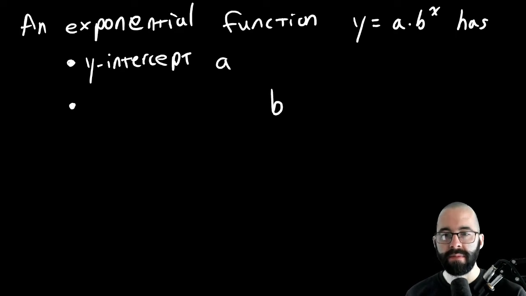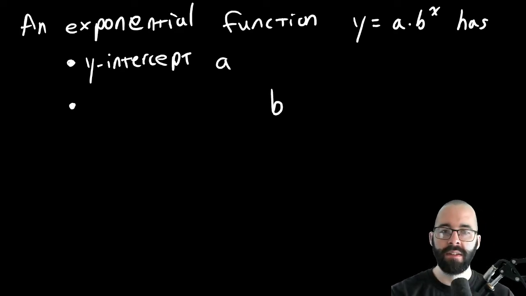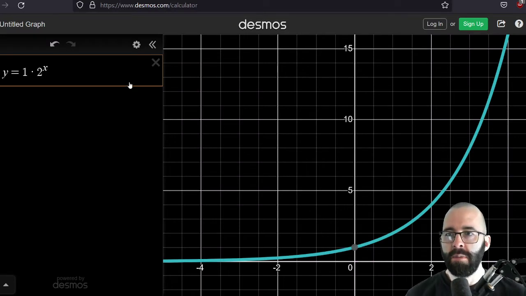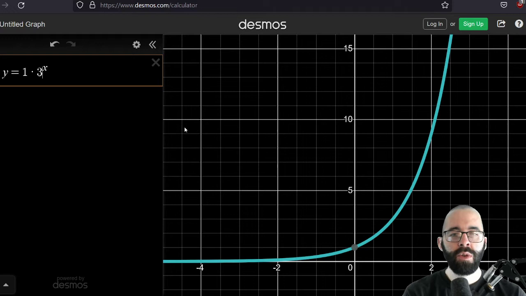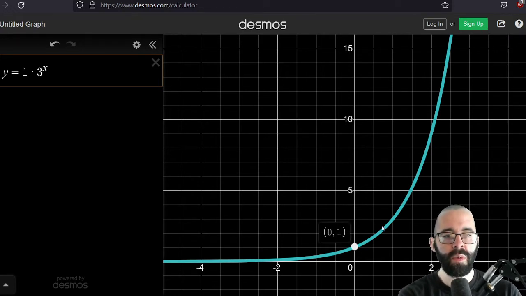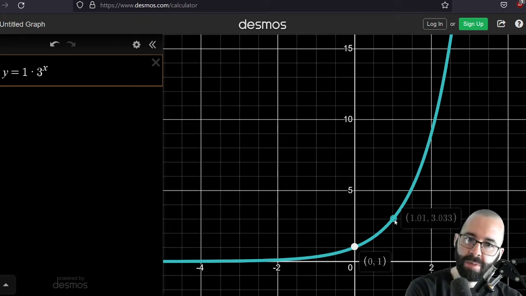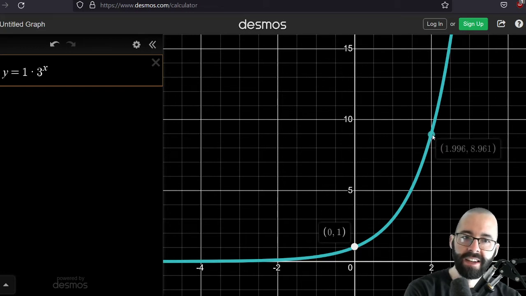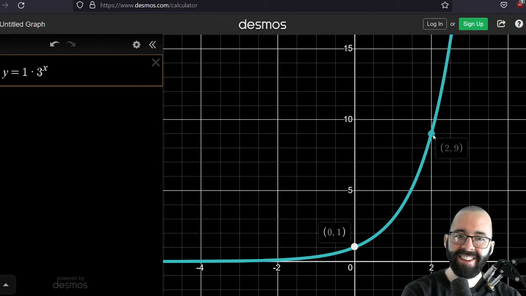Next up, what is b going to represent? This one's a little harder to see. But remember, we kind of mentioned it in the last one when we had 3 times 2 to the x. That means every time we moved 1 unit to the right, we doubled. So let's play with that. If I make it 3, do we keep tripling? 0, 1, 1, 3. Okay, that's tripling. Do we have 2, 9? 2, 9. It's like right there somewhere. Yeah. So if b is equal to 3, we keep tripling.